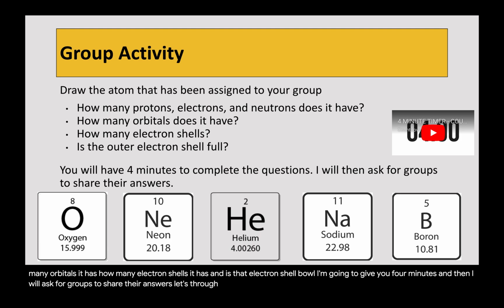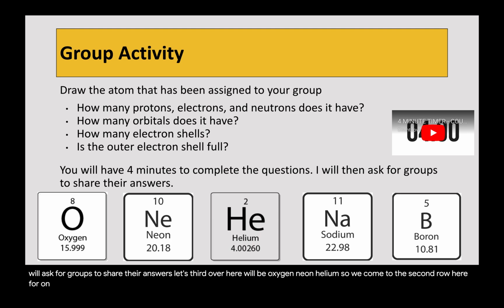Let's start over here. We'll do oxygen, neon, helium, sodium, coming to the second row here, boron. We'll go back to oxygen here. I didn't miss a group there, right? Oh, yeah, that's right. Group of 2, group of 2, group of 3. So boron, oxygen, neon. Over here, we'll go helium, and in the front, we'll go back to sodium.